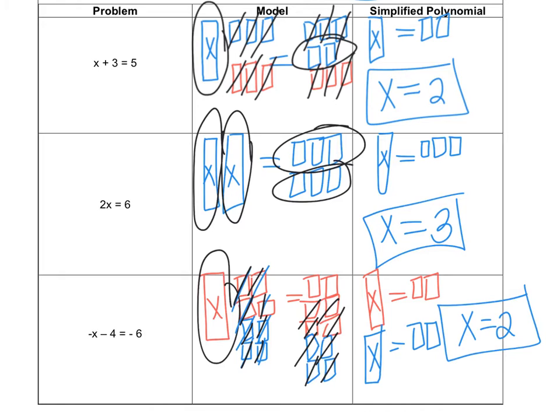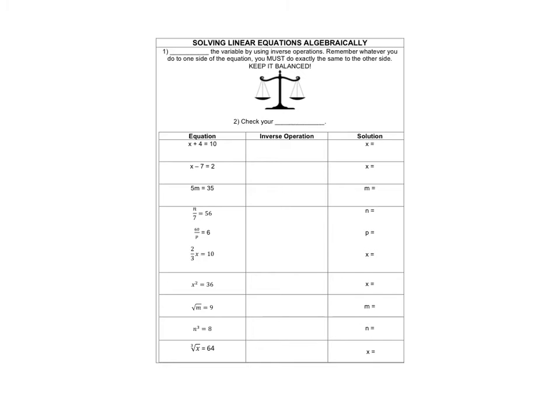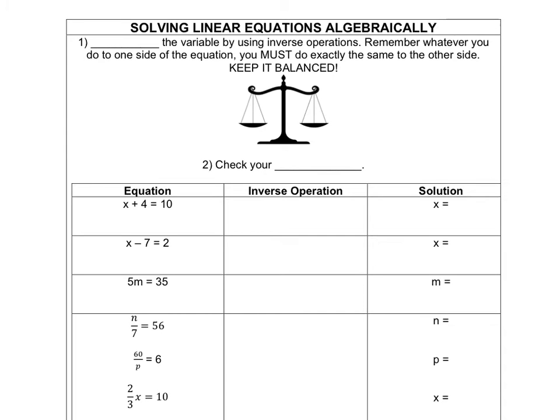Alright, so just like everything, we don't want to use Algebra Tiles for all of our problems. We need to graduate to an algebraic method, which is the next page. Okay, so our first step is to isolate the variable. Isolate just means to get by itself, by using inverse operations. Remember, whatever you do to one side, you have to do to the other. And then you always want to check your solution. So plug your answer in and make sure that it makes sense.